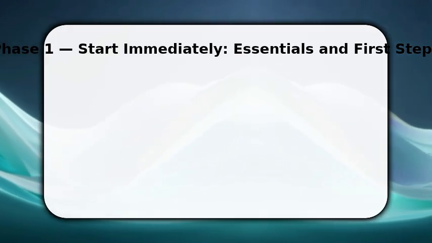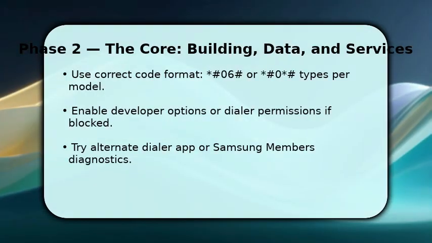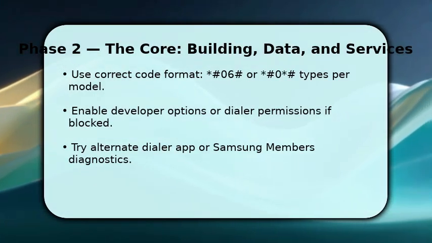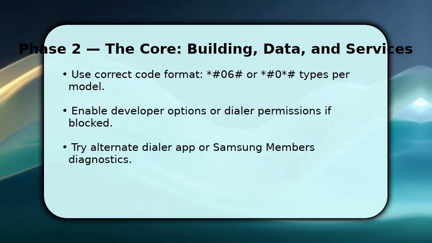I'll guide you through the first actionable steps. You'll now enter the code carefully. Follow the exact format for your model. For example, star hash sequences like *#06# or model-specific service codes.